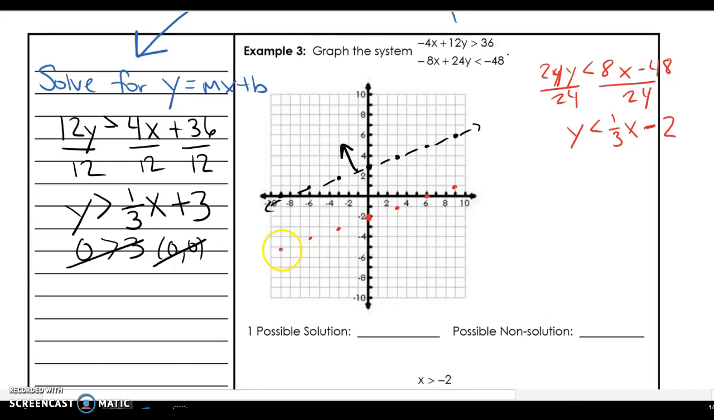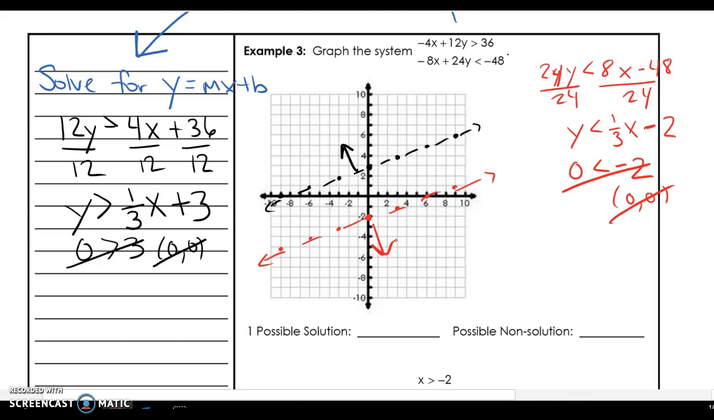And again we have no equals in the symbol, so we're going to dash the line, indicating that points on the line are not solutions. 0, 0: 0 is less than negative 2 is a false statement, so 0, 0 is not a solution, so this line would be shaded this way.